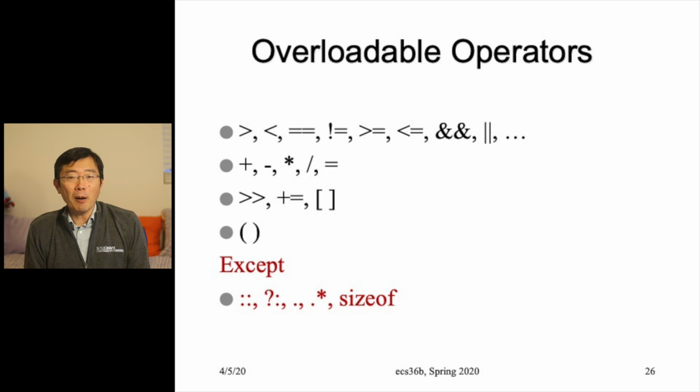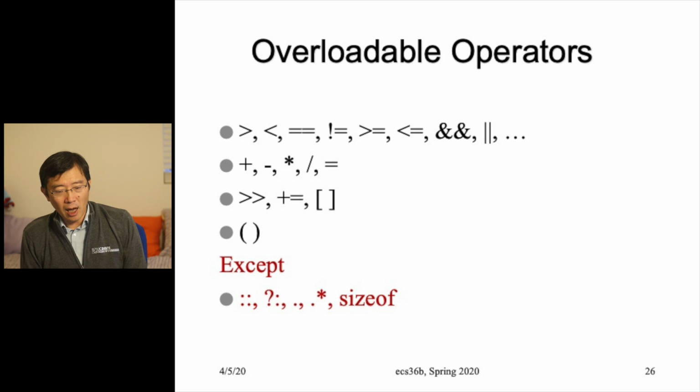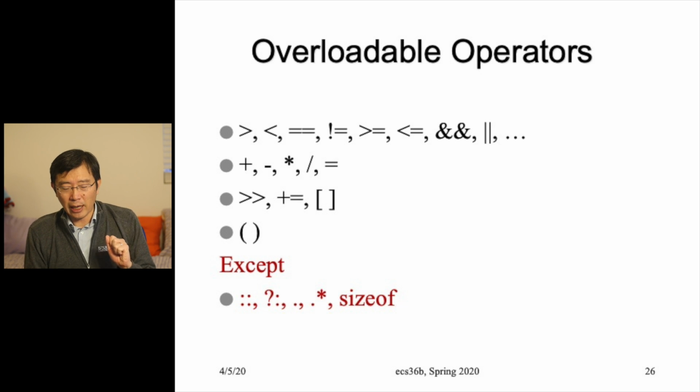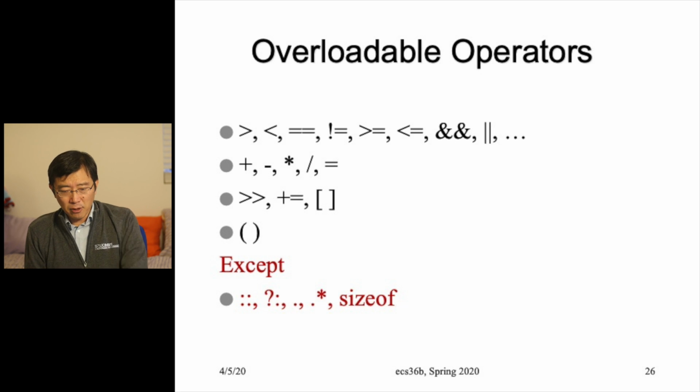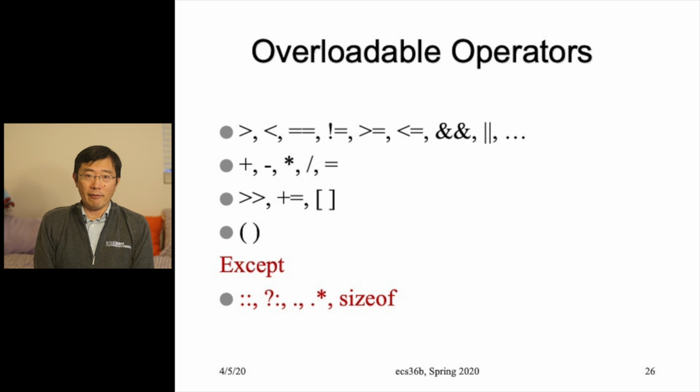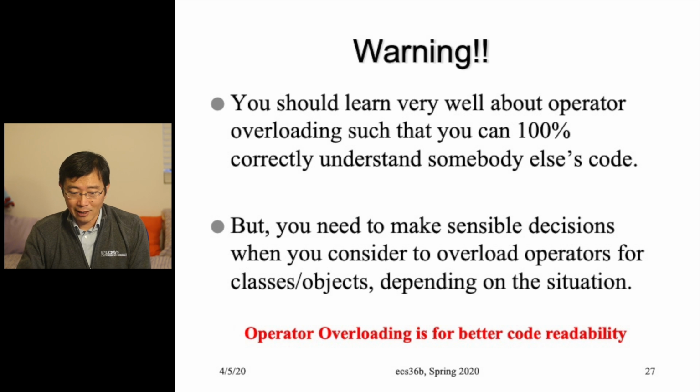But there are 5 operators you cannot overload, which I put here. Two colons, that's the scope operator. You will see some examples I present to you of what I mean by scope operator. And there are others like dot, you cannot overload that. Dot star, you cannot overload that. Sizeof, those you cannot overload. But except for those 5 operators, you can overload anything. We'll see some examples, not this lecture, but next lecture.